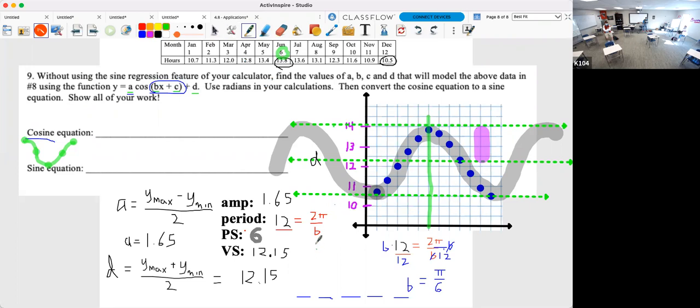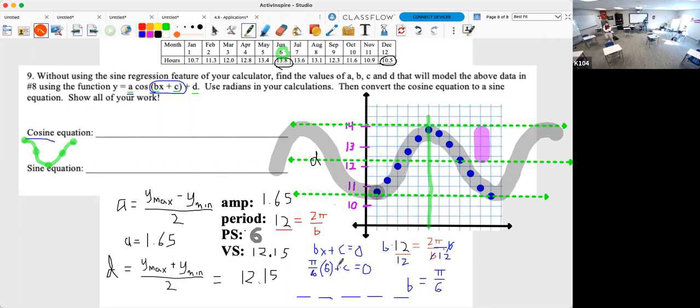So we set Bx plus C equal to 0. We know the phase shift already, it has to be 6, and we know B is pi over 6. So we have pi over 6 times 6 plus C equals 0.